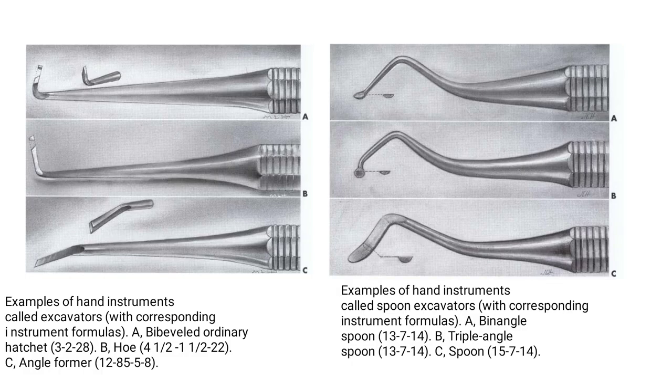These are certain examples of instruments called excavators, like the ordinary hatchet, which is bi-beveled, and the hoe, and the angle former, which is used to create line angles and point angles. And the second picture gives examples of the spoon excavators. These spoon excavators have circumferential bevels and are used to remove the unsupported caries, or the caries present in the deeper areas of a cavity.